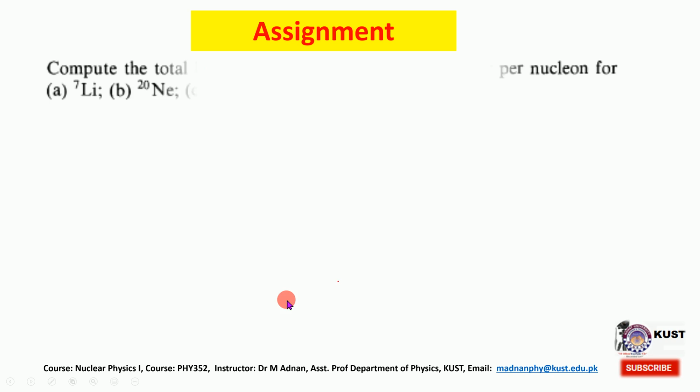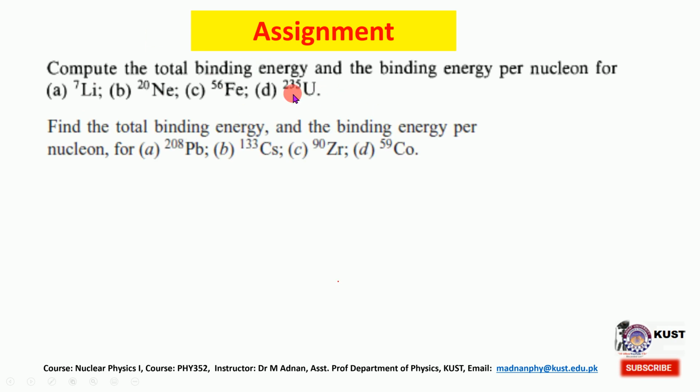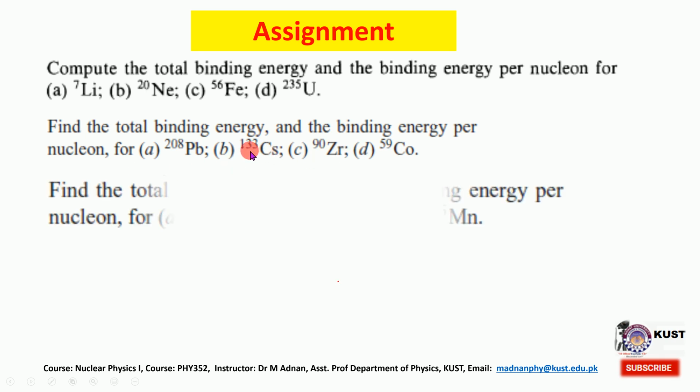So you need to work out these problems just to make sure of the binding energy and the binding energy per nucleon for various elements. For example, we have a very light element, an intermediate weight element, and some heavy elements. For all these situations, the binding energy per nucleon will be just around 8 MeV. Also, these are a few other systems. You need to calculate the binding energy and the binding energy per nucleon.